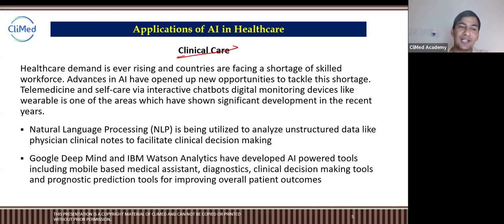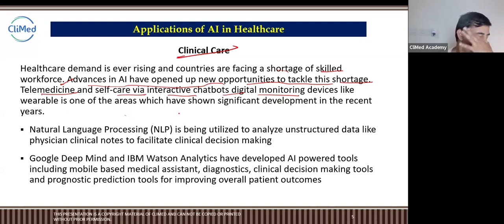In clinical care, healthcare demand is rising, and countries are facing a shortage of skilled workforce. Advances in AI have opened up new opportunities to tackle this shortage, like telemedicine and self-care via interactive chatbots.